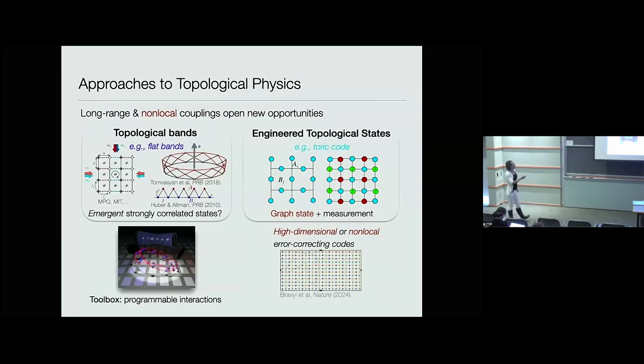And so actually there's a couple different approaches you could use, either starting from a graph state. That could be a way to make some topological states like this toric code state. Or the one that we'll take is using these programmable interactions to engineer a band structure that is topological.